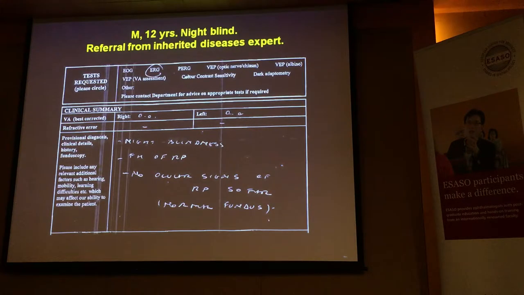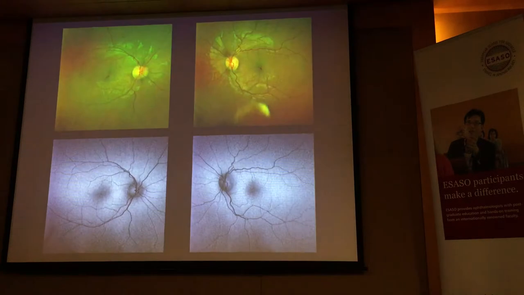Now, this is a referral which came in when I was at Moorfields from one of the inherited diseases experts. If I mentioned his name, you would know his name. This is a 12-year-old with a family history of retinitis pigmentosa, night blind, no ocular signs of RP so far. So very reasonable referral. Patient's night blind, got a positive family history, and he's been seen by a genetics expert who wants us to find out if the patient's got RP.